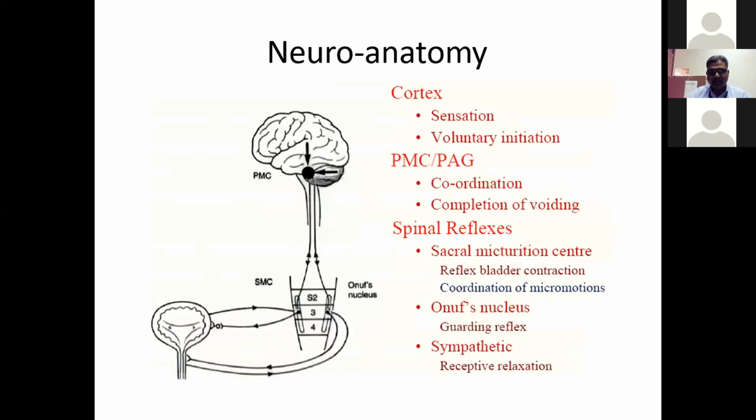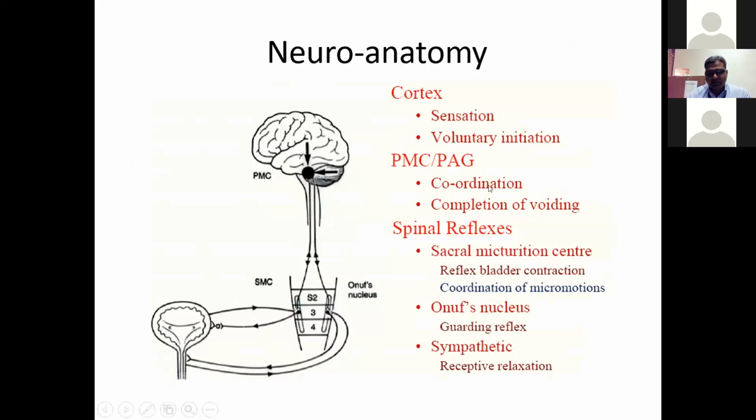This has been explained by Dr. Ahmed, but I'm just going to give you a brief neuroanatomy. So he talked about the cortex. The cortex mediates the sensation and voluntary initiation of micturition. The pontine micturition center or periaqueductal gray mediates the coordination between the bladder and sphincter and helps to complete the voiding. And the spinal reflexes are generated at the sacral micturition center.